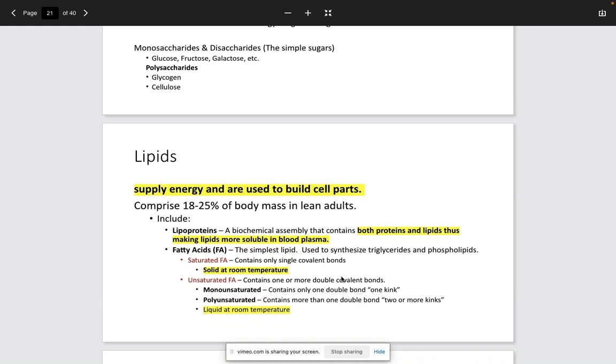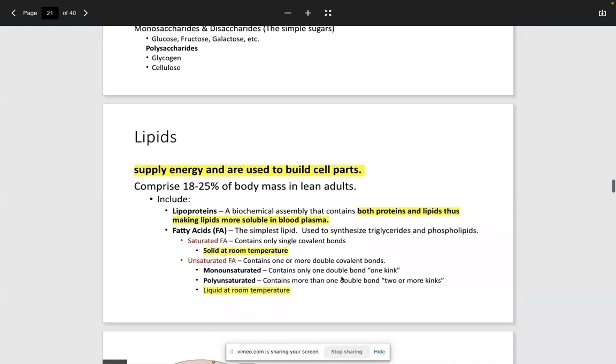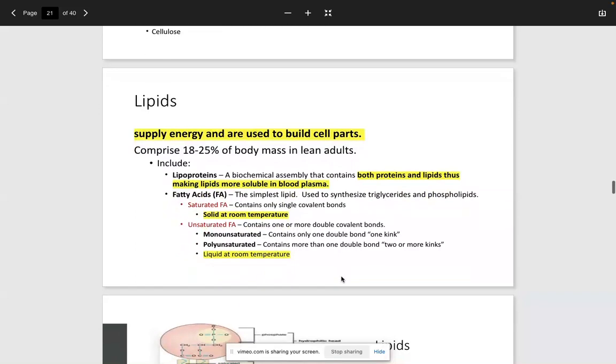So what's important with lipids? Knowing that they also supply energy and are used for building cell parts. Do you guys know what organelle lipids are primarily responsible for making up? That's right, the plasma membrane, right? Remember the phospholipid bilayer, the two layers of the phospholipid. So saturated, S for solid, unsaturated is liquid at room temperature.